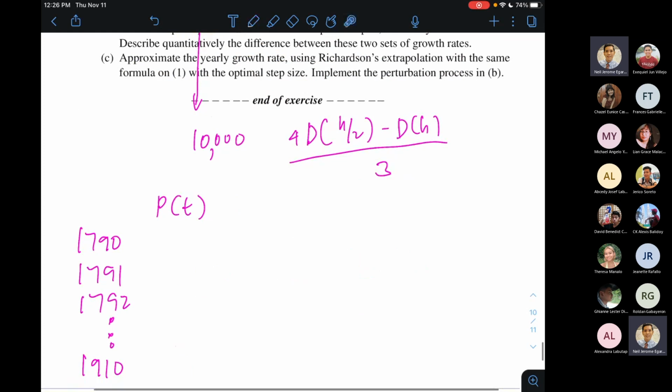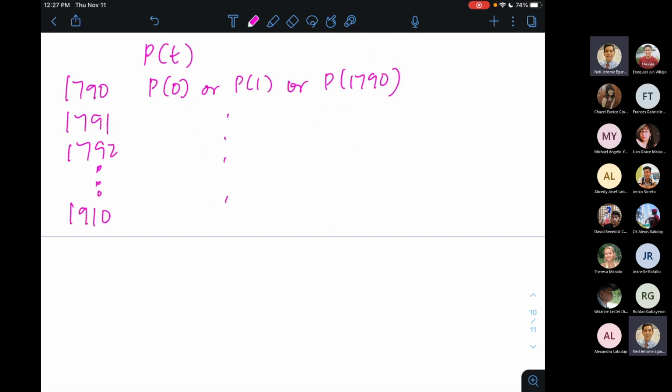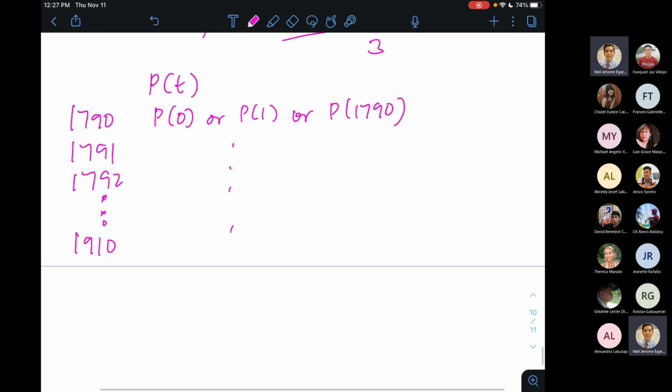Alright? Para makuha niyo yung actual p of t value here. So baka posible na yung 1790 pala ay p of 0, or p of 1 yan, or p of 1790. Hindi natin sure. All right. So i-clarify ko na lang. So I'll make an announcement, or your lab instructors will announce this in your class on Monday. Okay? Then all the way down hanggang 1910, tapos 4-point backward.